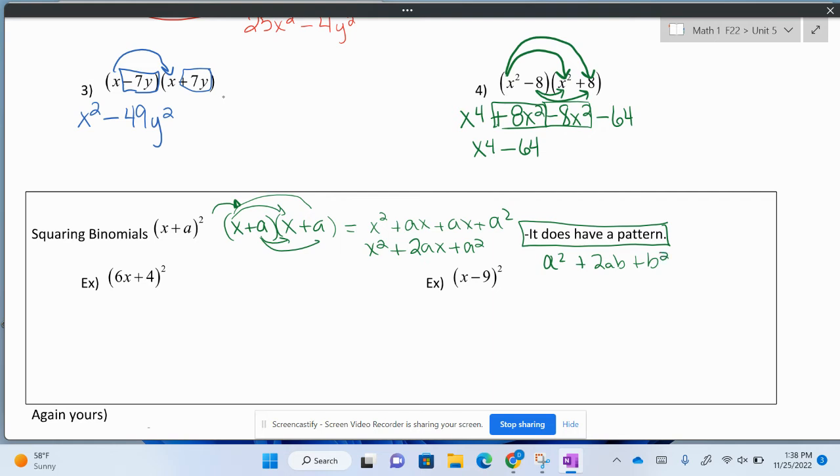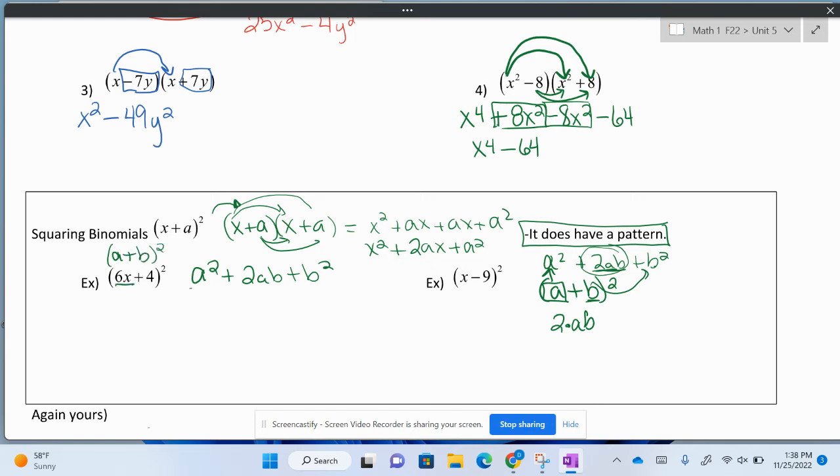What that means is if you have something like a plus b, the quantity squared, you take the first term and you square it. Then you take the product of 2 times the first term times the second term, and that becomes this. And then you square the last term. So that is your pattern. So let's try using the a squared plus 2ab plus b squared pattern. And I'm just going to write this over the top so you kind of have a reference.